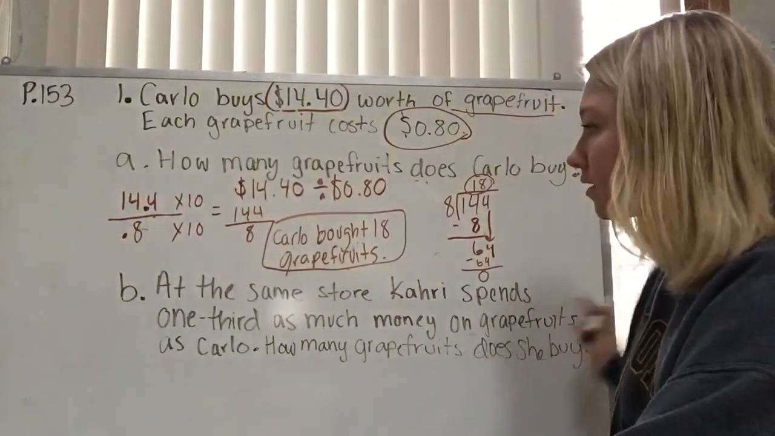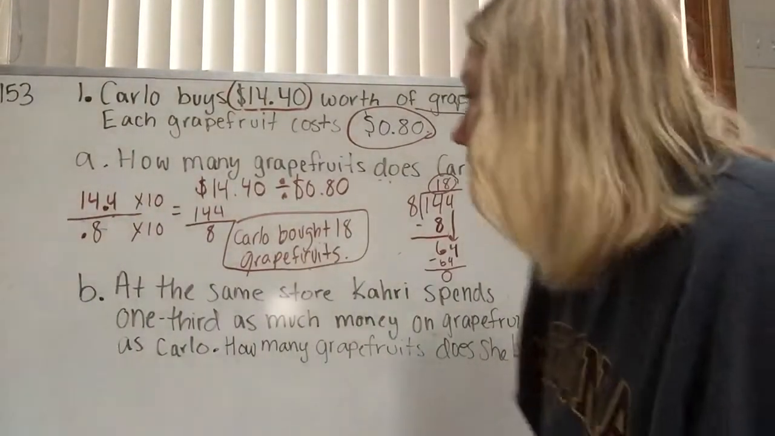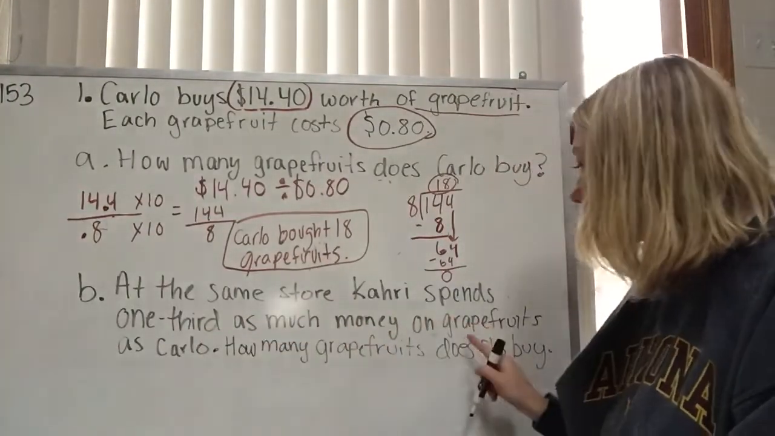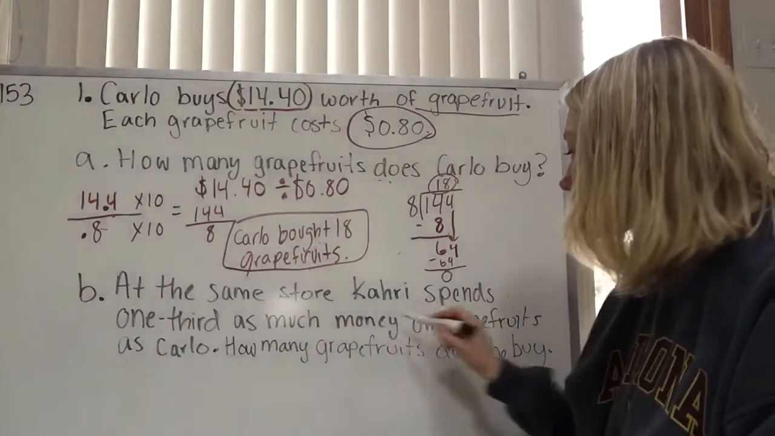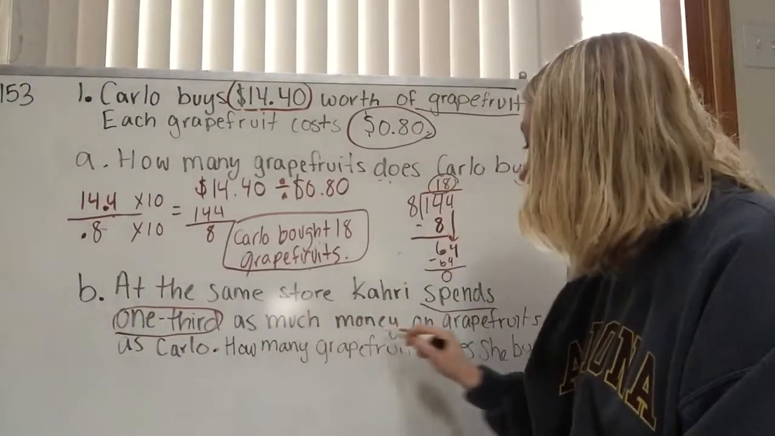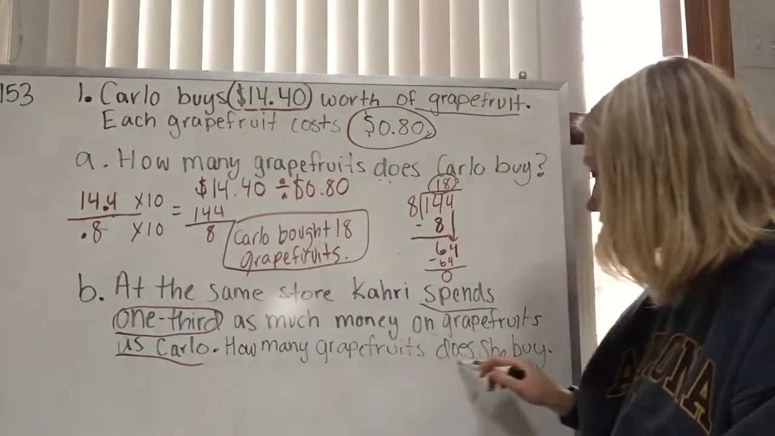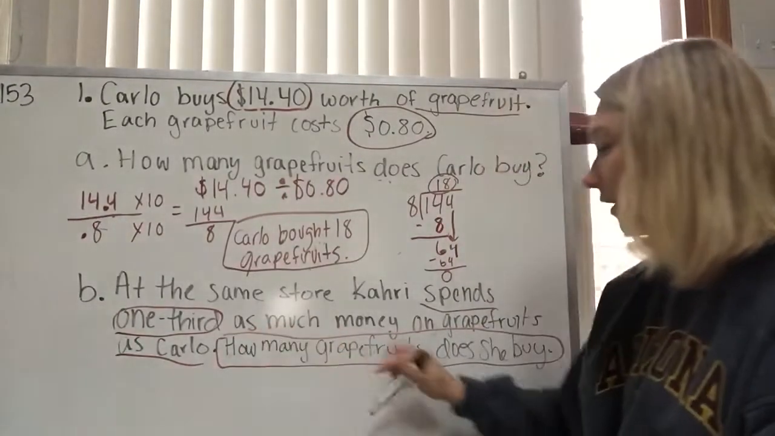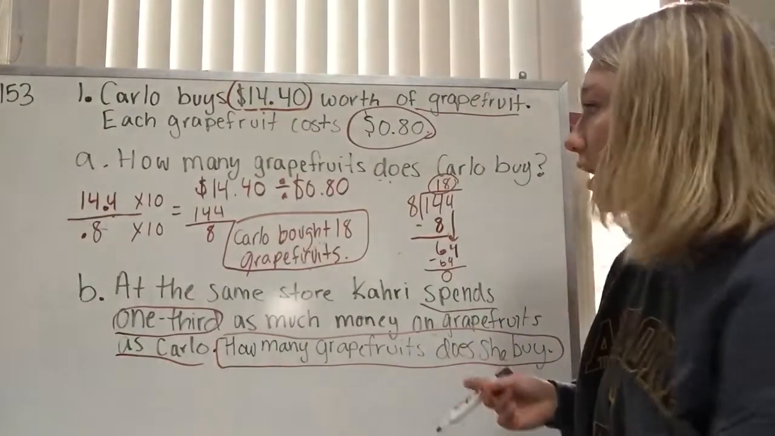All right. So, I know there's a glare, but I'm going to read it to you. It says, at the same store, Kari spends 1/3 as much money on grapefruit as Carlo. How many grapefruits does she buy? So Kari spends 1/3 as much money on grapefruits as Carlo, okay? So that's the question, but before we figure out how many grapefruits she buys, we need to find out how much she spent on grapefruit, okay?